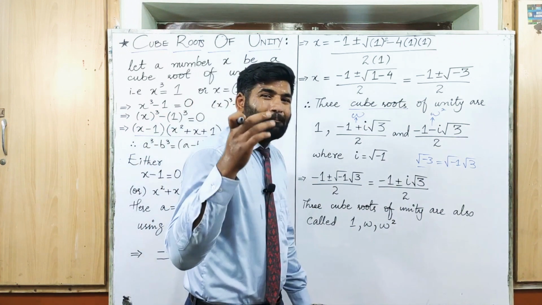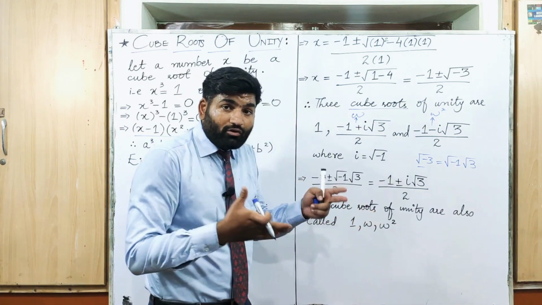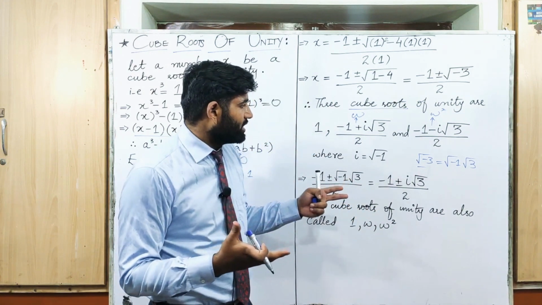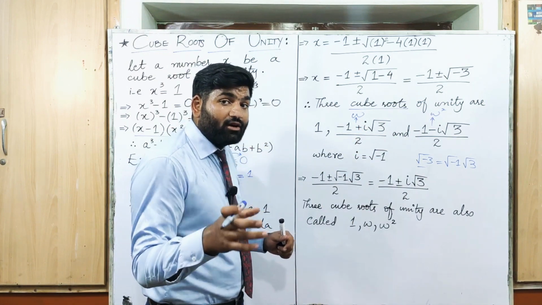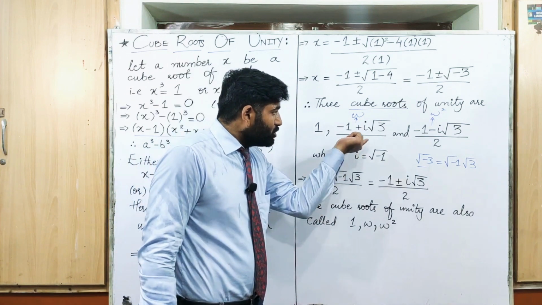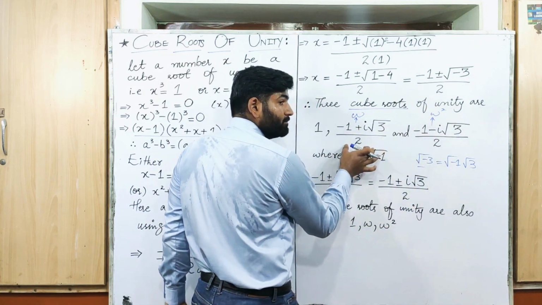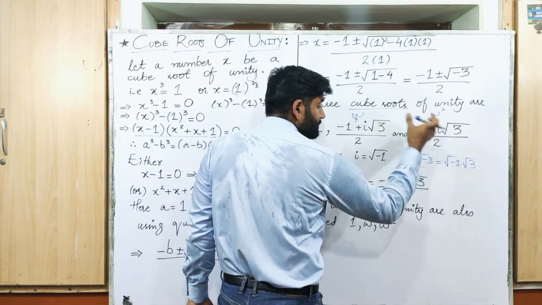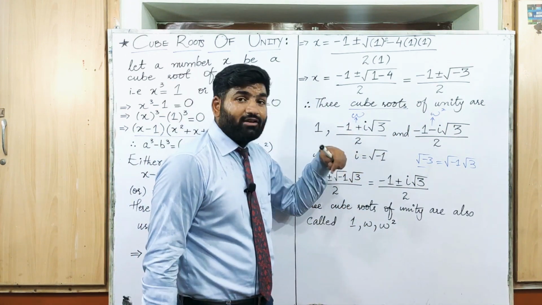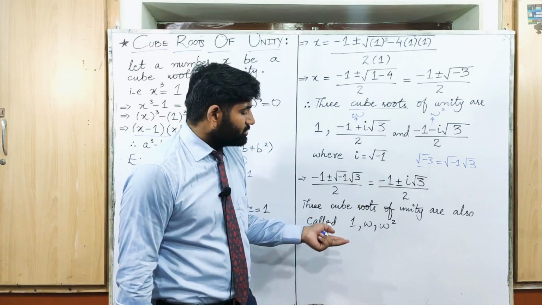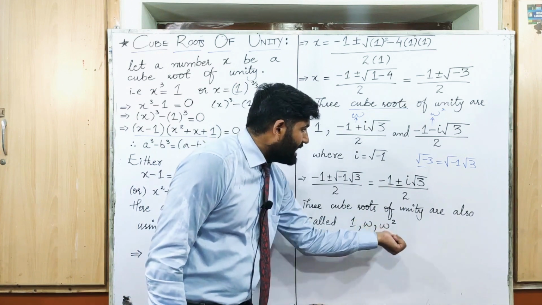Now one question might come into your mind: how would we know which one is omega and which one is omega square? Is this one omega? Is this one omega? See, there is a property of cube roots of unity that if we square any one of these, we will get the other one. If we square this one, we will get this, and if we square this one, we will get this term. So you can consider any one as omega, then when you square that one, you will get the other one. So what are the three cube roots of unity? Again 1, omega and omega square.